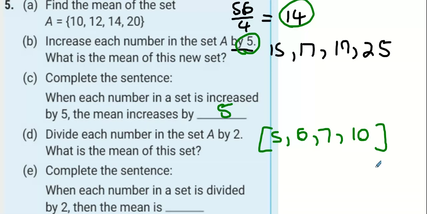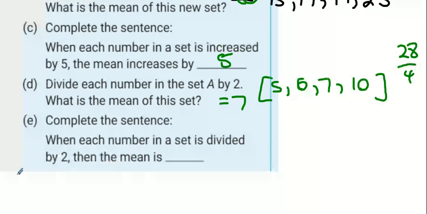What do you think will happen to the mean? It'd be halved as well, I think. So add them all up and divide by 4. The new mean is 4, is it? So when we add all these up, we get 28. 28 divided by 4, the new mean is 7. So when we halve all the numbers, the mean is also halved. Does that make sense? Okay.